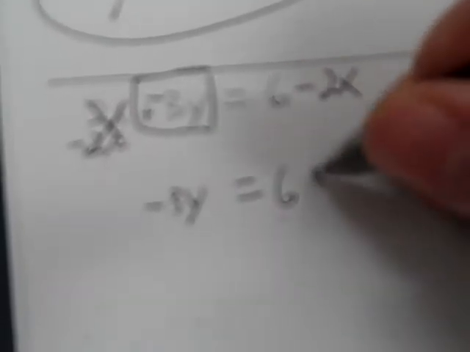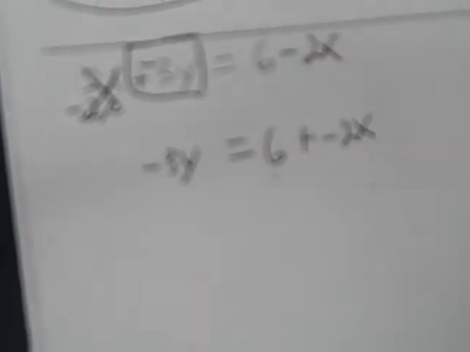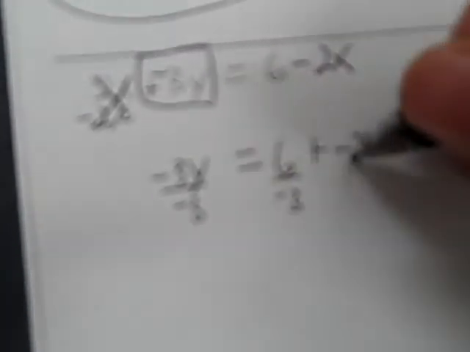So 2x, I minus 2x. Then I'd minus that from, I can't minus it from 6. So now what do I have? I have negative 3 times y. I've got 6, and then plus negative 2x. So I divide by negative 3, all of them. So that becomes y. 6 divided by negative 3 is negative 2.